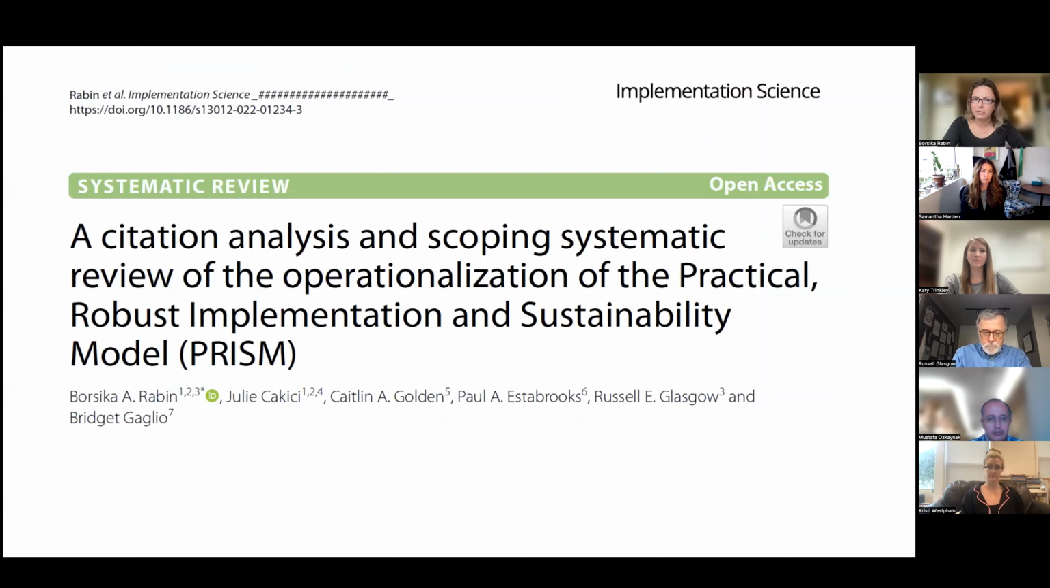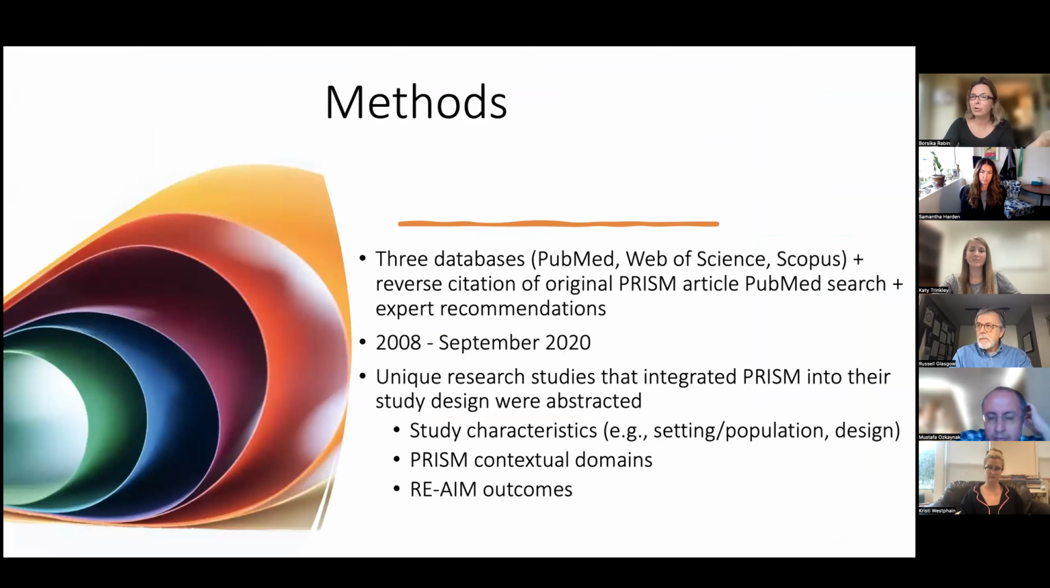Very briefly, recently we published this citation analysis and scoping systematic review. It is in Implementation Science. And I would like to acknowledge all the co-authors on this publication listed here, who have been wonderful in getting through all the papers that we found that used PRISM and then abstracting information about it. The key goal was to see where PRISM has gone since 2008. So we were looking at the literature between 2008, the original publication, through September 2020, so not the full year of 2020. And we were trying to identify any paper that either cited the original PRISM publication or met a certain search criteria.